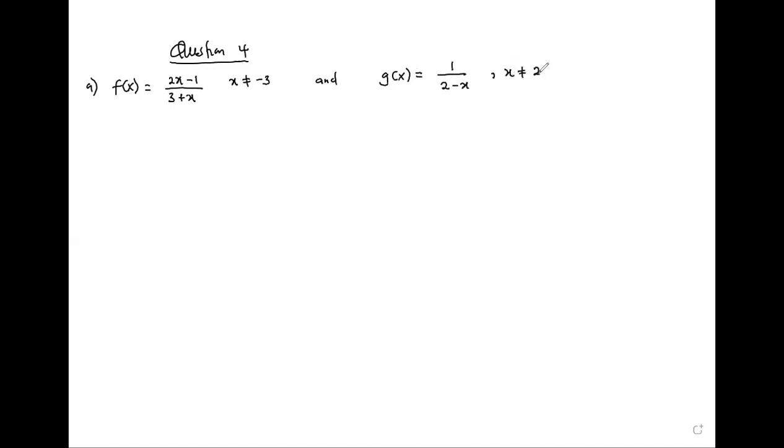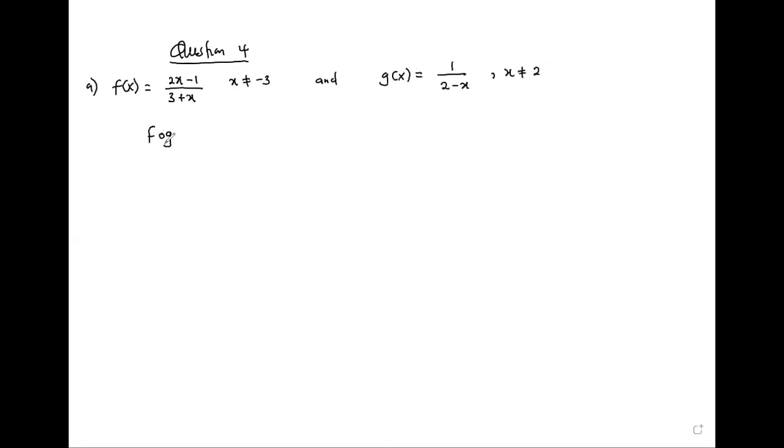So we find the function f of g. This is question 4, A. f is given as the function 2x minus 1 over 3 plus x, where x is not equal to -3, and g of x is equal to 1 over 2 minus x, where x is not equal to 2. Find the function f of g and determine the domain.